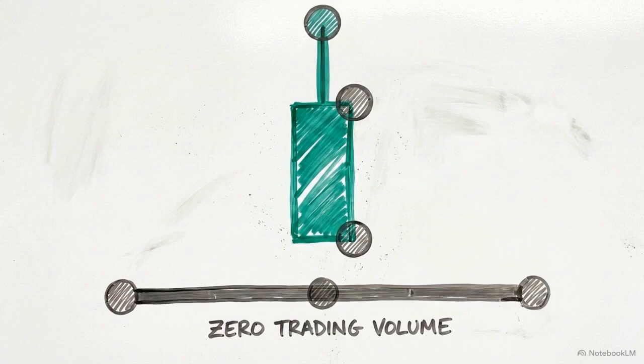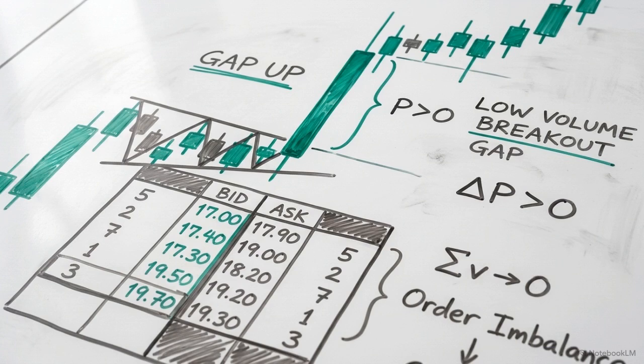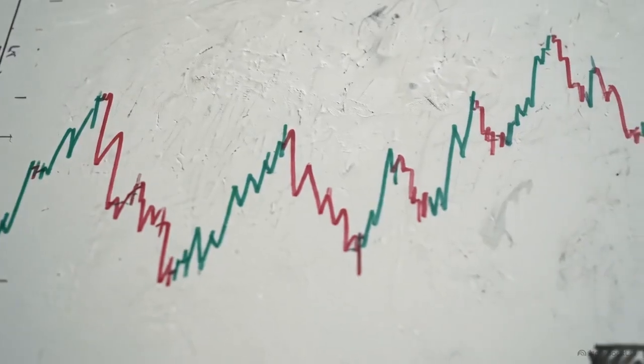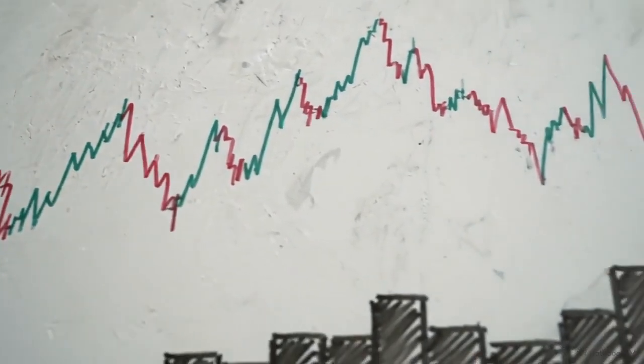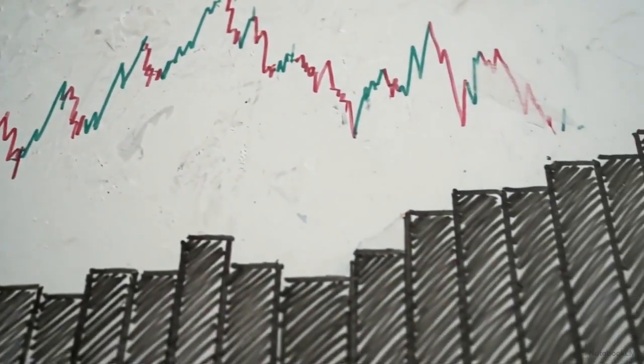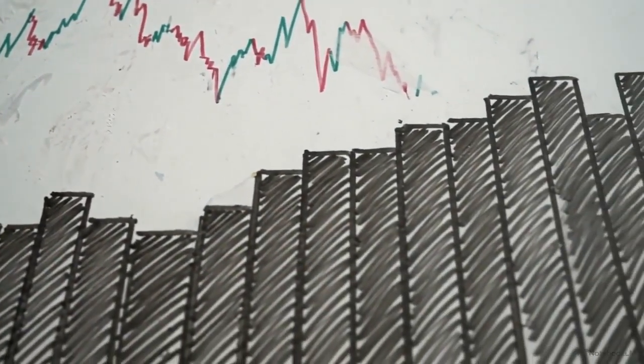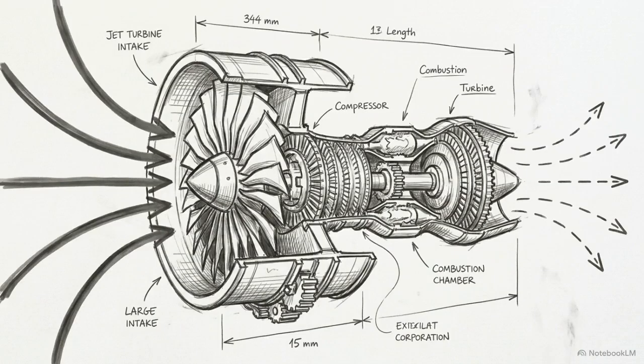That is because top-line price movements can be skewed. A stock might gap up or spike based on a handful of trades with very little volume behind them. When you focus exclusively on price action, you're reacting to the surface of the market rather than its underlying momentum. To see the real story, you have to look at the engine driving the market: volume.